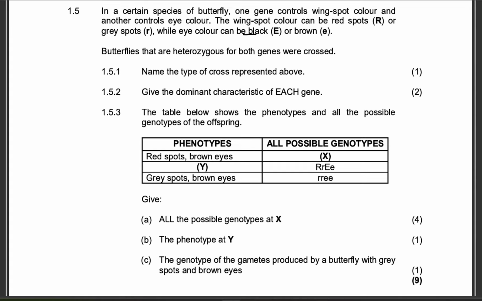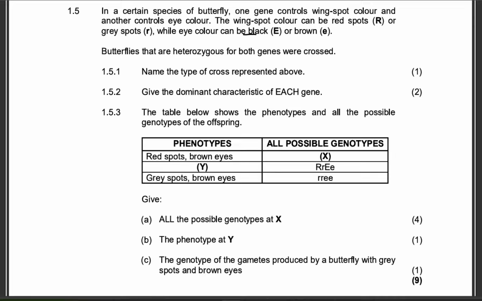Now, what we are given here is two traits, because we know that in a monohybrid cross, we are only having one trait that is being investigated, and in a dihybrid cross, we are having two traits that are investigated at the same time. Now, you need to be able to break down and understand the two traits that you are having in a dihybrid cross.